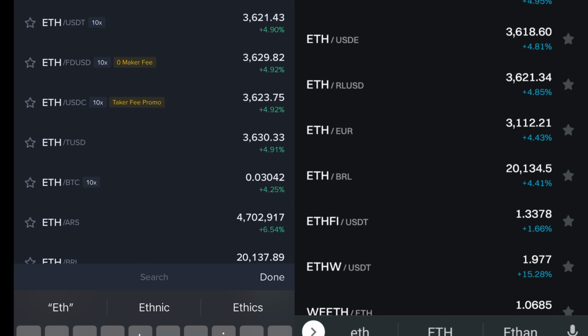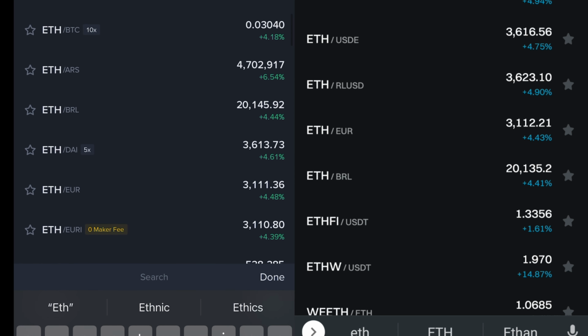But I can see BRL in Bitget, right? So let's see if there's BRL in Binance, and there is actually. The price of BRL in Binance is 20,137 BRL, while in Bitget it is 135. So there's no difference actually. You can do it, but it doesn't really make sense to me, so let's just move on from that.